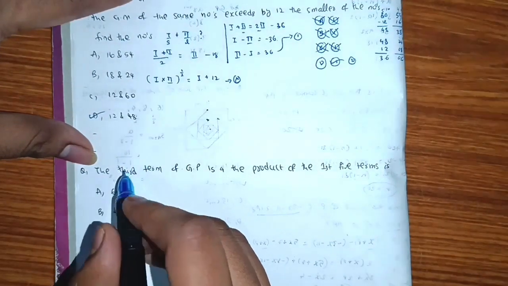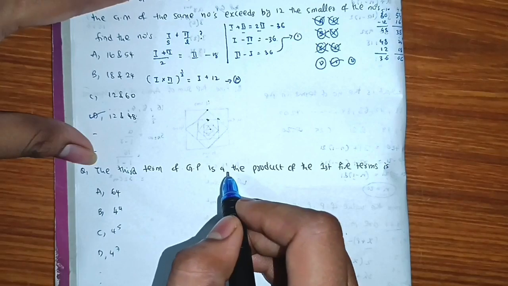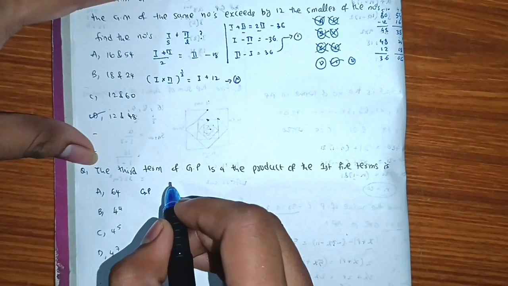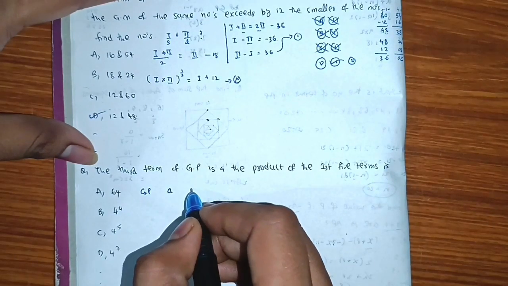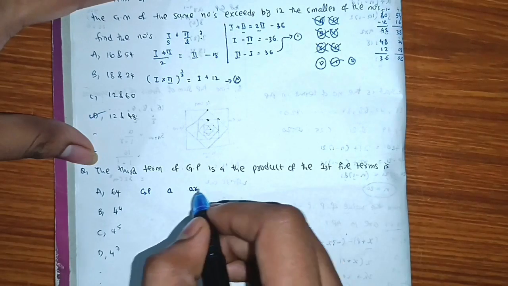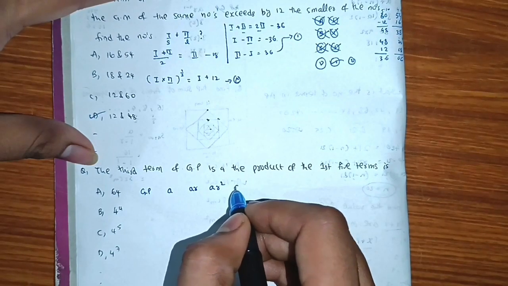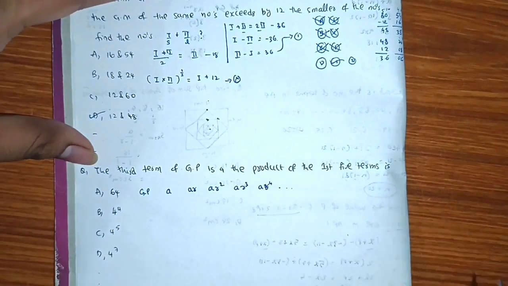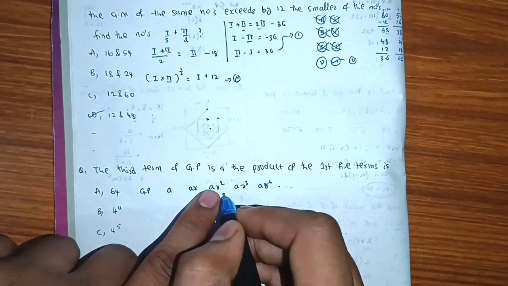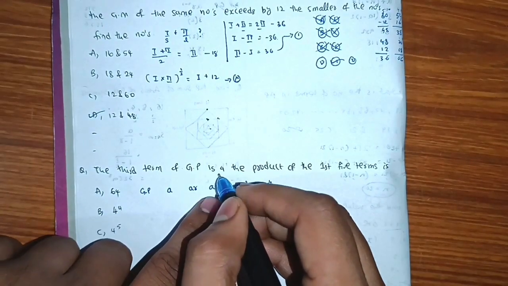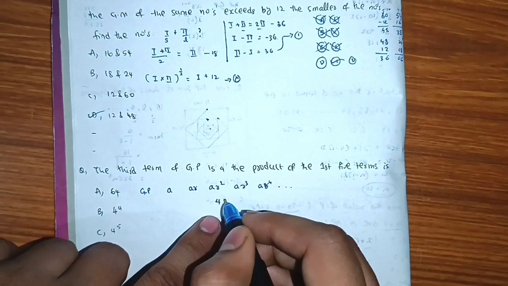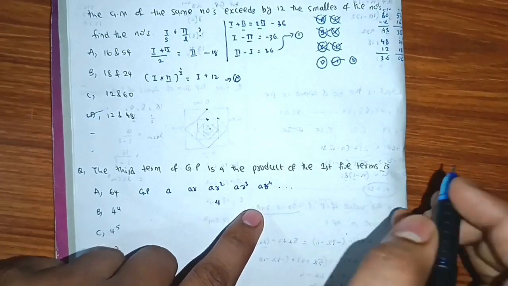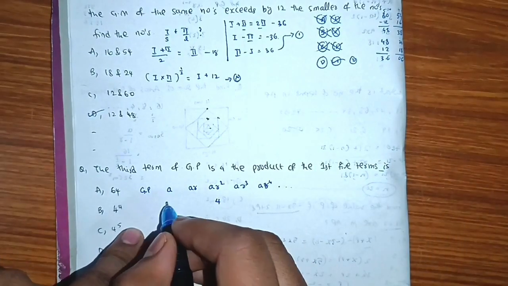This is a question where the third term of a GP is 4, it is in geometric progression. The series is like A, and the common ratio is R. So again the next terms will be AR square, AR cube, AR4, and so on. Now in this, the third term of the geometric progression is 4. The product of the first 5 terms we need to find.